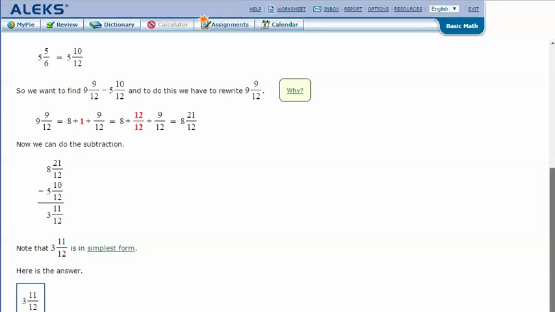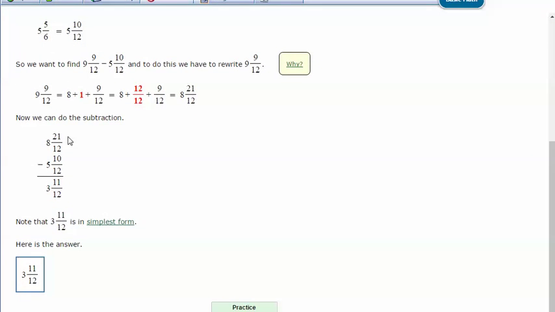Now we can subtract 8 21 twelfths. So 21 twelfths minus 10 twelfths equals 11 twelfths. And 8 minus 5 is 3. And 3 11 twelfths is in simplest form, and so we don't need to reduce. Let's try another one.